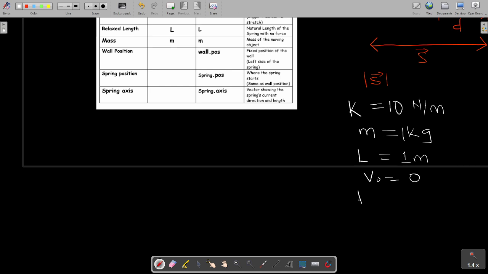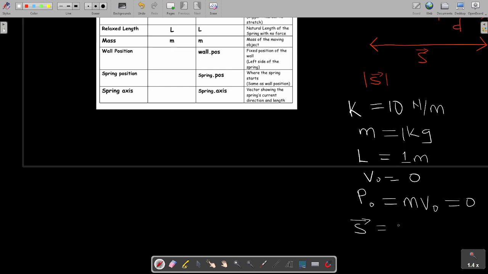And then the initial momentum, I'll call it P naught, that is equal to 0 as well. But basically, remember the initial momentum is P equals M times V naught. And that would be 0 because V naught is 0, right? Then we can calculate S.